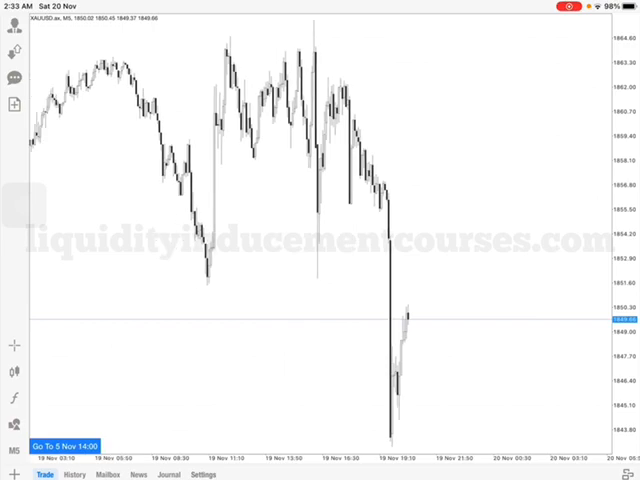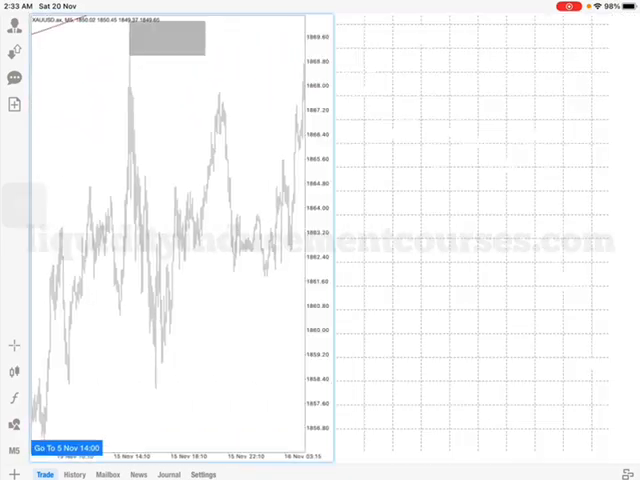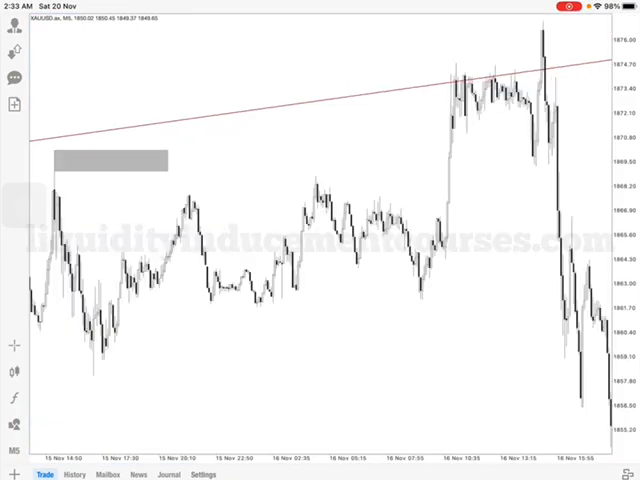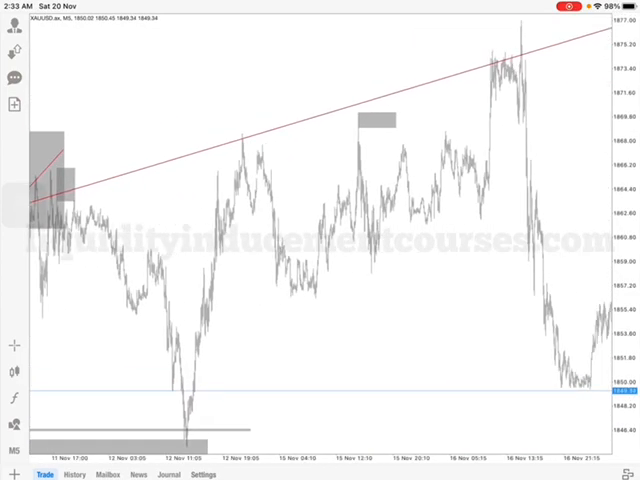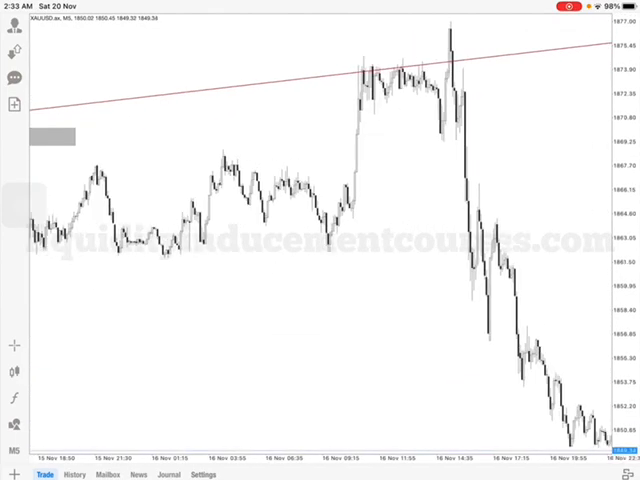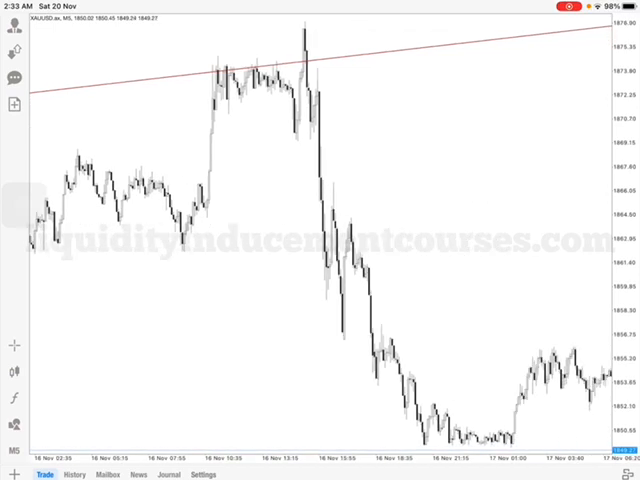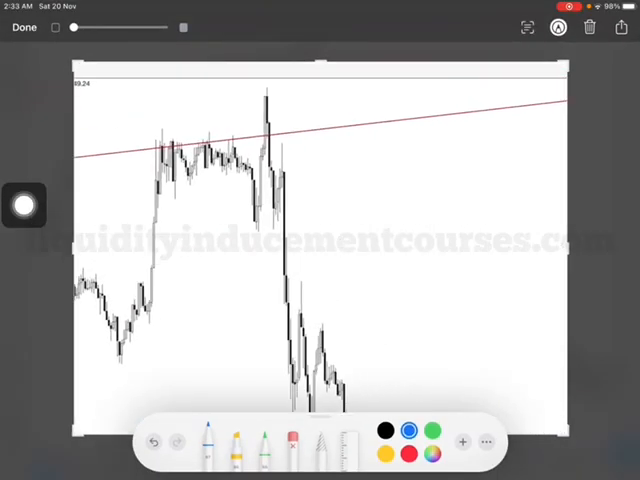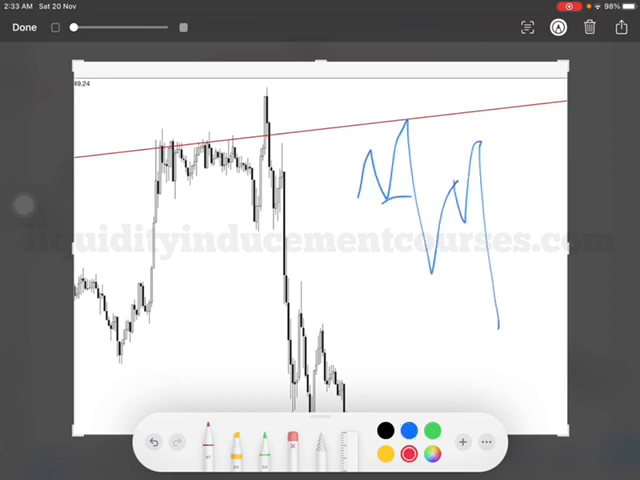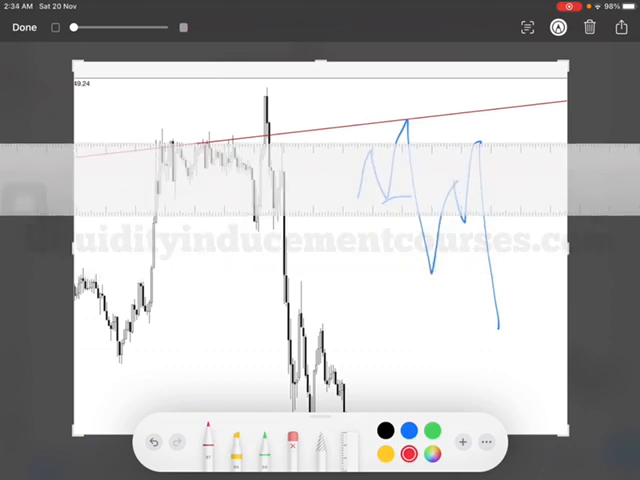I went to the M5. So what price did was, I entered here. Like I said, for gold, I used to mention we have two head and shoulders. One is the break, and we have the one here.